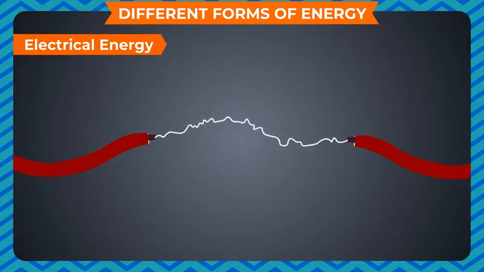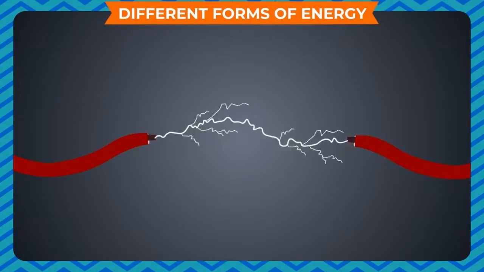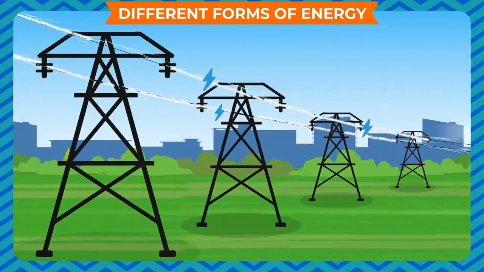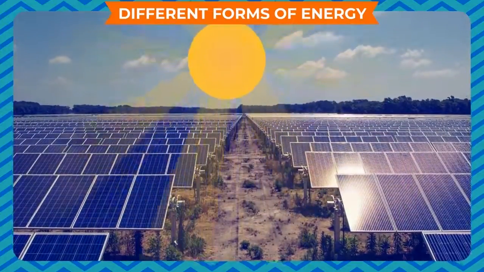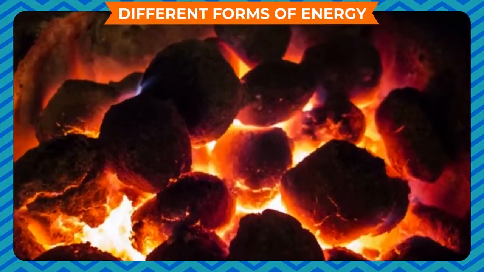Electrical energy. Nowadays, this form of energy is commonly used. This energy is used in our houses for running various machines and electrical appliances. It can be produced from various sources, from sunlight, from water falling from a height, or from burning coal.